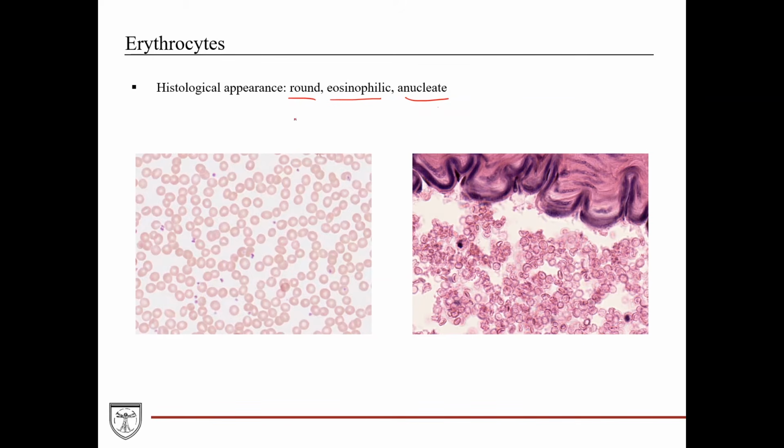Now, as far as the histological appearance of red blood cells, they're going to be round, eosinophilic, and anucleate. They're also going to have what's called central pallor, which we'll show you down here. So you have a red blood cell like this. You can see it's a roundish shape. Obviously, they're very pink, eosinophilic. There's no nucleus, because in other cells you use the nucleus to help you determine the cell type. You can't do that with erythrocytes because they don't have a nucleus.